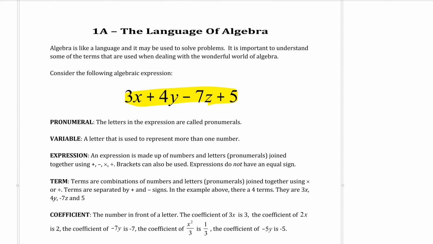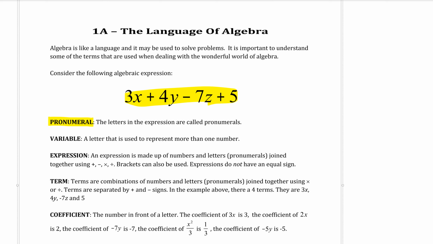The first word that you need to know is the word pronumeral. When I say the word pronumeral, it's a very fancy mathematical word that just means letters. So it's talking about the letters that are in this thing here, all the letters that you can see. So X is a pronumeral, Y is a pronumeral.